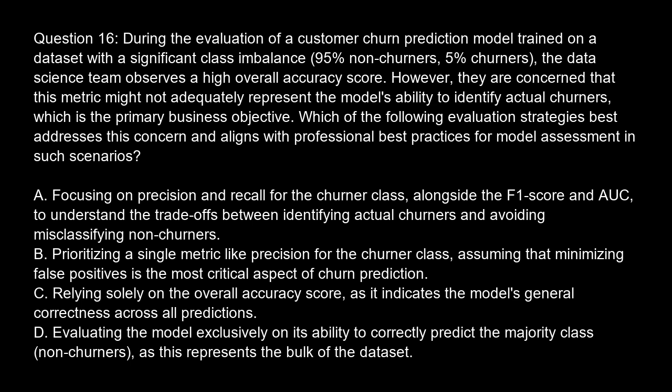Option A. Focusing on precision and recall for the churner class, alongside the F1 score and AUC, to understand the trade-offs between identifying actual churners and avoiding misclassifying non-churners. Option B. Prioritizing a single metric like precision for the churner class, assuming that minimizing false positives is the most critical aspect of churn prediction. Option C. Relying solely on the overall accuracy score, as it indicates the model's general correctness across all predictions. Option D. Evaluating the model exclusively on its ability to correctly predict the majority class, non-churners, as this represents the bulk of the dataset.